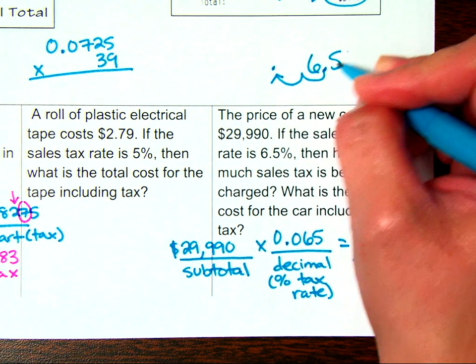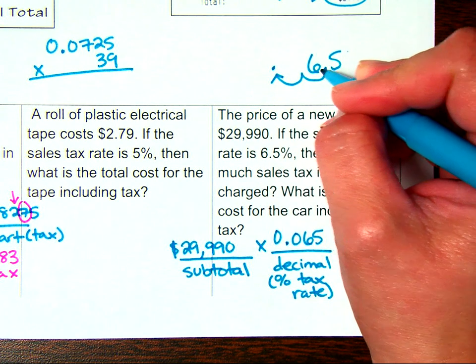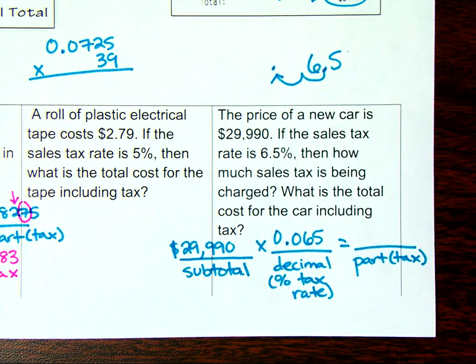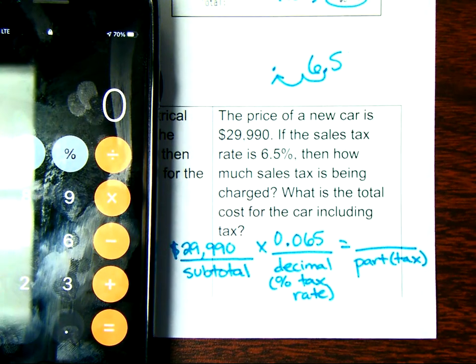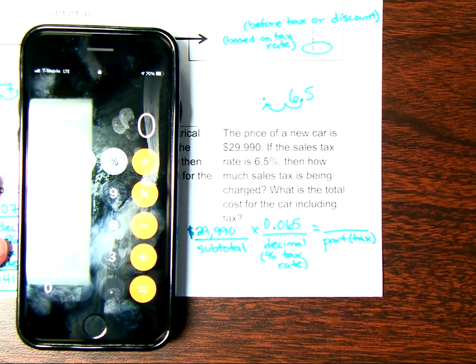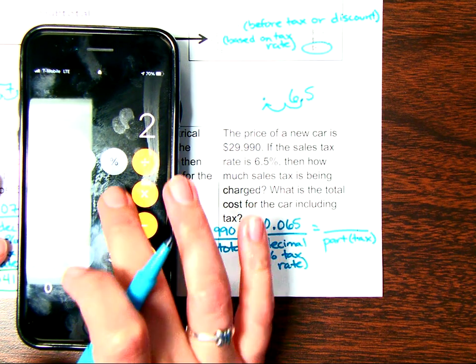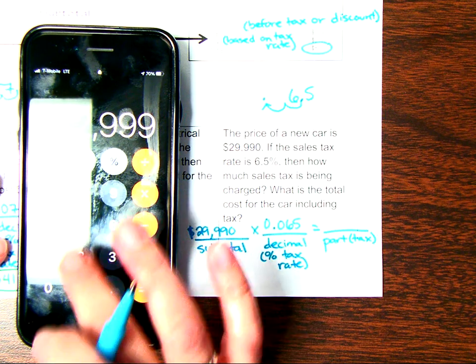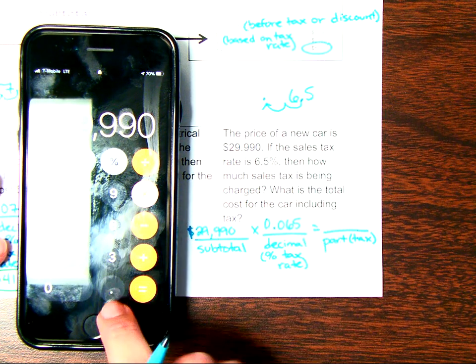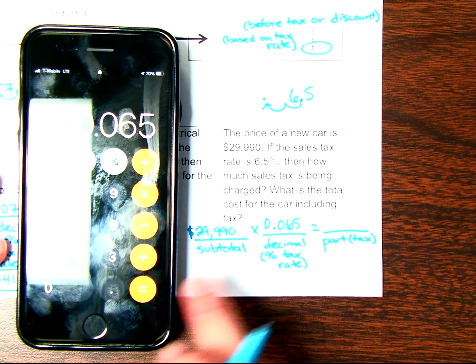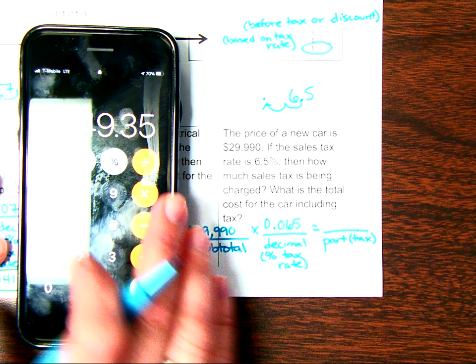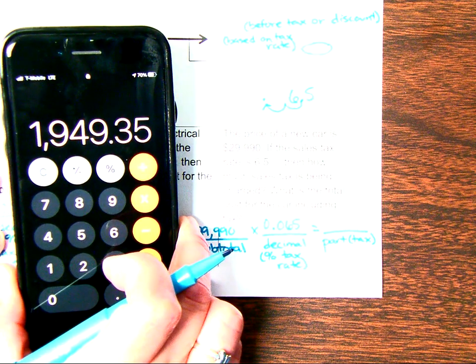Remember, when we're changing percent to decimal, you drop the percent sign, and then you move the decimal twice to the left. Again, for time purposes, we're going to check it with our calculator, but please make sure you know how to do this without a calculator, just when you're not able to use one. So $29,990 times 0.065. If you only put 6.5 there, you're going to fall for a trick.